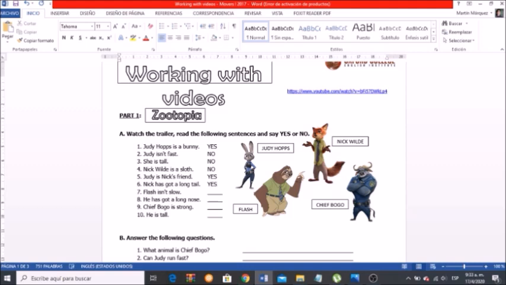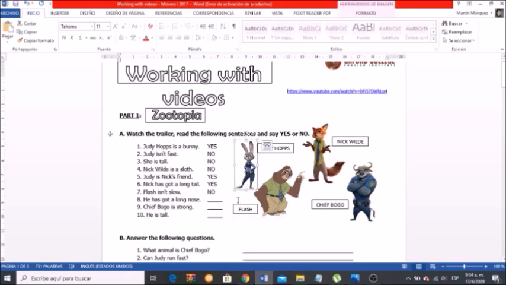Sentence number seven. Flash isn't slow. What do you think? ¿Creen que Flash es o no es lento? Bueno, si comparamos a Flash con Judy y Nick, sí es lento. Quizás si comparamos a Flash con otros sloths, quizás no es tan lento. Pero vamos a poner que sí. Sorry, no. Flash isn't slow. No, he is slow comparing to Judy and Nick. Si comparamos a Flash con Judy y Nick, es muy lento. Okay.